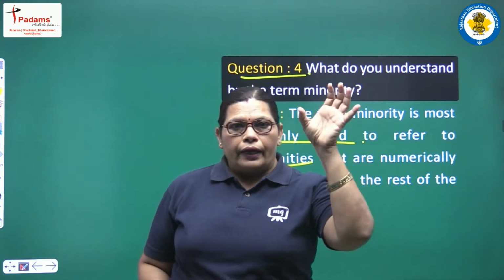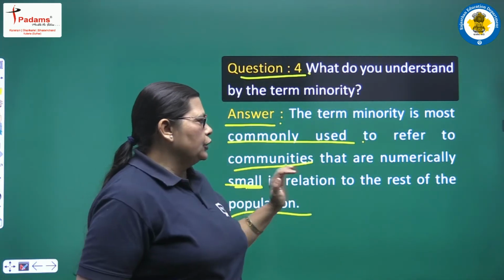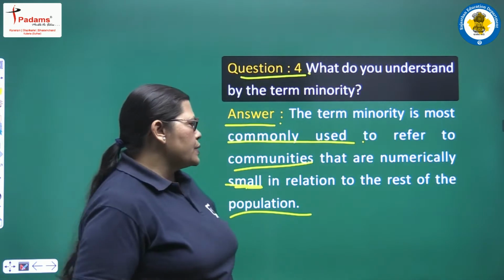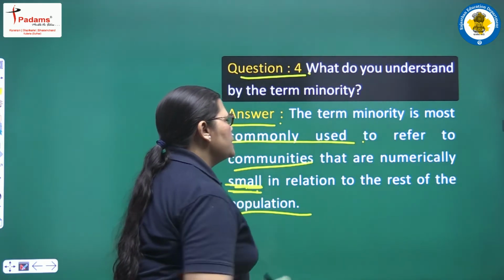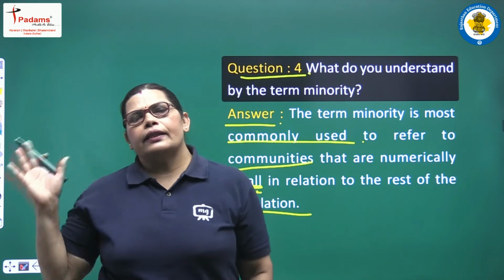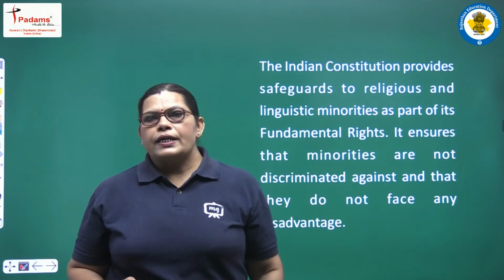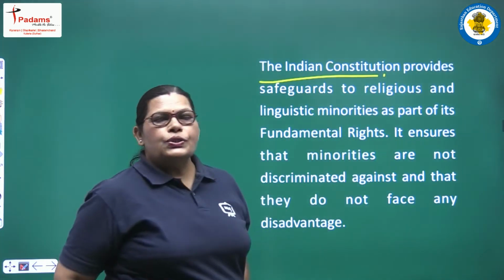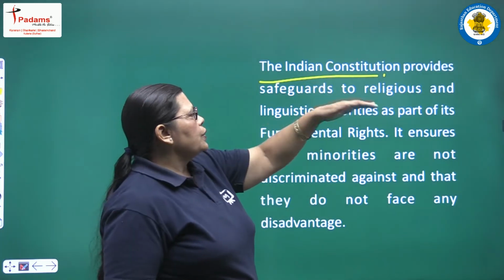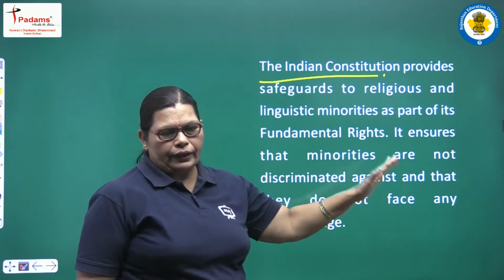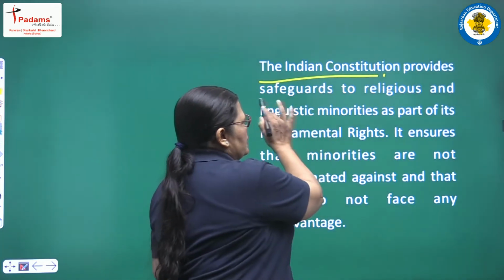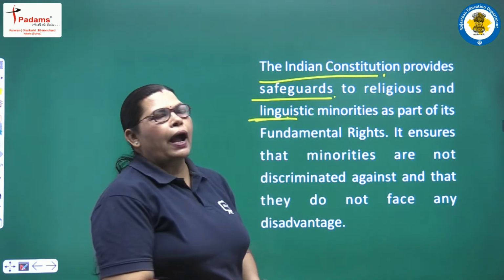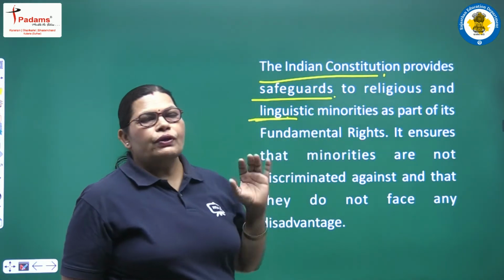हमने क्या देखा था when we studied the population as per religion and as per community, at that time we noticed that these are numerically fewer than the other communities. That's why these people are recognized as minorities. And when we look at the Indian constitution, it always provides many things. So what will we write here? The Indian constitution provides safeguards to religious and linguistic minorities as part of its fundamental rights. We noticed all these things.